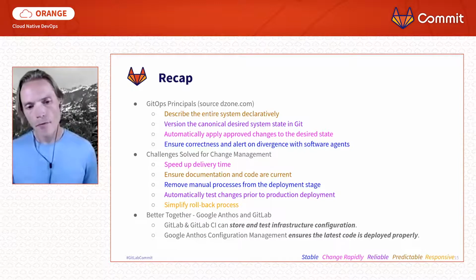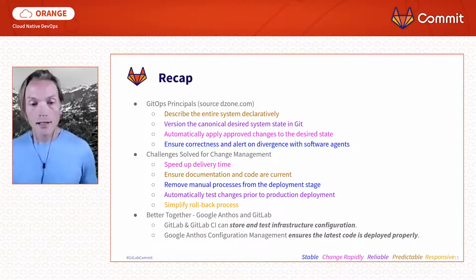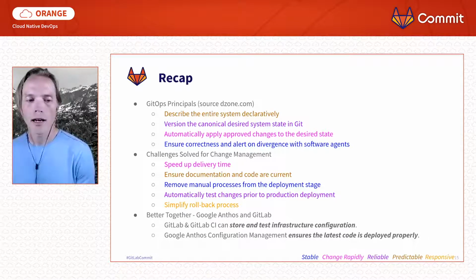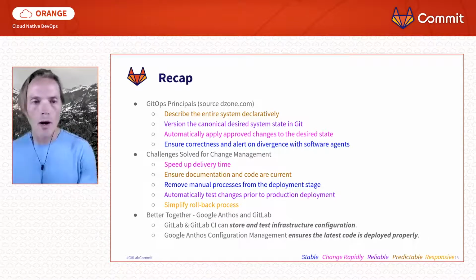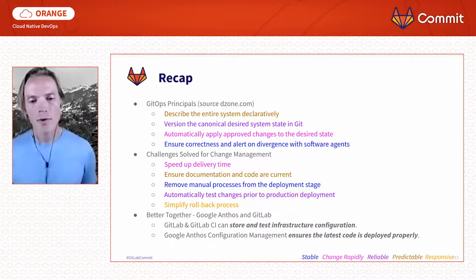And so if we put this all together, we can say that Anthos and ACM allows you to start walking into GitOps, but you're going to require a tool like GitLab and GitLab CI to help with the change management approach of how GitOps fits in with your organization.